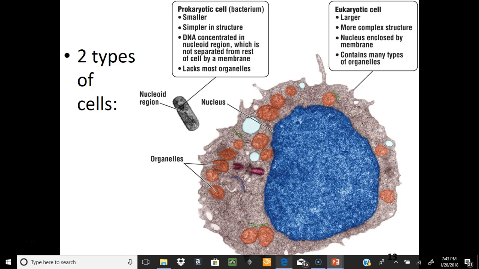Eukaryotic organisms tend to be larger. They have more complex structures. Their nucleus is where they hold their DNA. They contain multiple organelles and ribosomes.